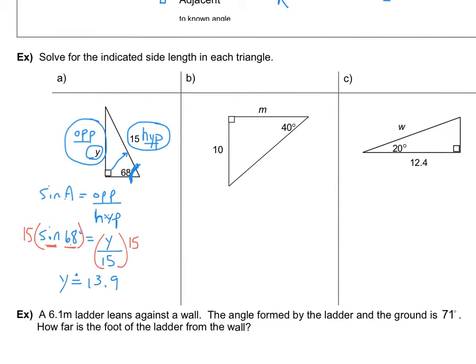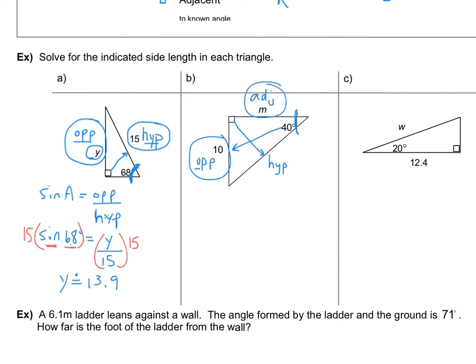All right, next example here. This side, across from the 90 degrees, is your hypotenuse. So I don't know my hypotenuse, nor do I care to know about it. Here's my angle of reference. That makes the 10 opposite to it. So I have opposite. That leaves M to be adjacent. So adjacent I need to find.